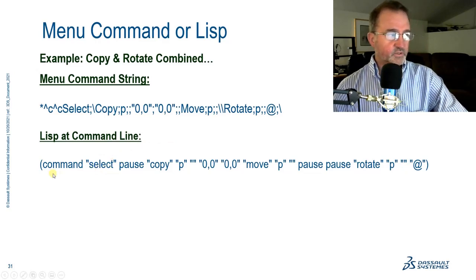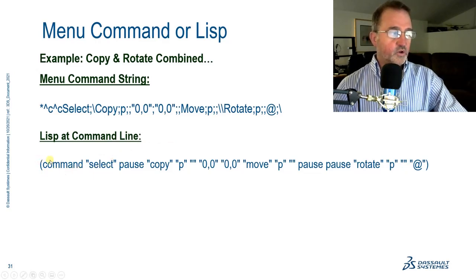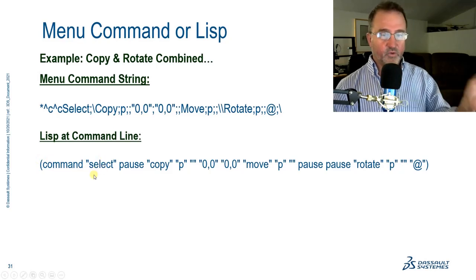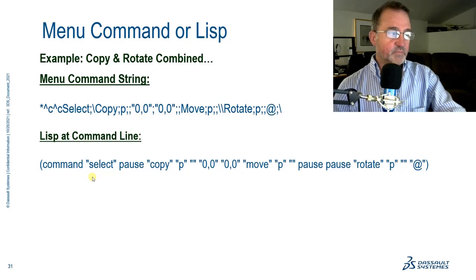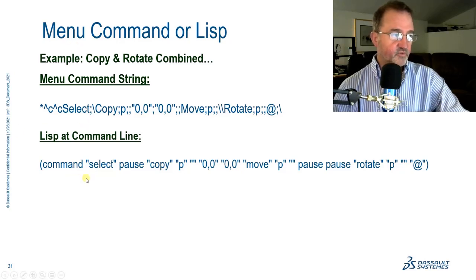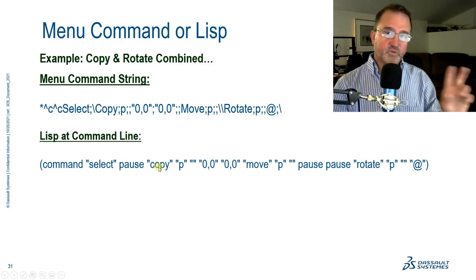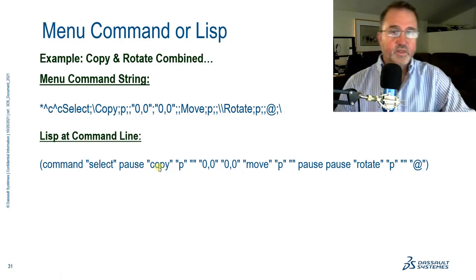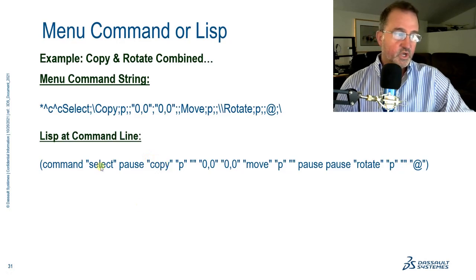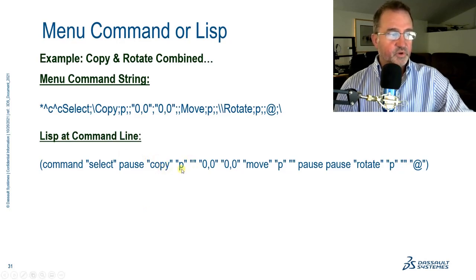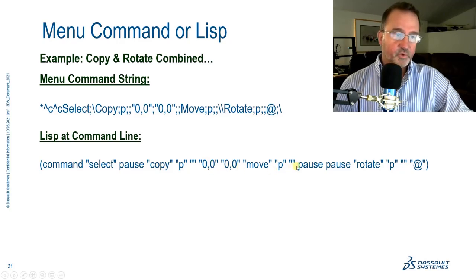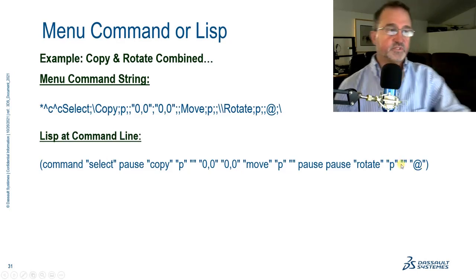But notice we use something called a command, which is going to say what are the things that we're going to send to the command line. In this case, we're going to send strings to the command line. For instance, we're going to send the command select, and then we're going to use a pause. So instead of a backslash, we use the word pause. And all the commands we use are strings, so we have to encapsulate them in quotes. So we have the copy command, the P for previous, an enter. We have our 2 points or 0,0, our move, our previous, pause, pause, rotate. Basically the same sequence, just a little different syntax.